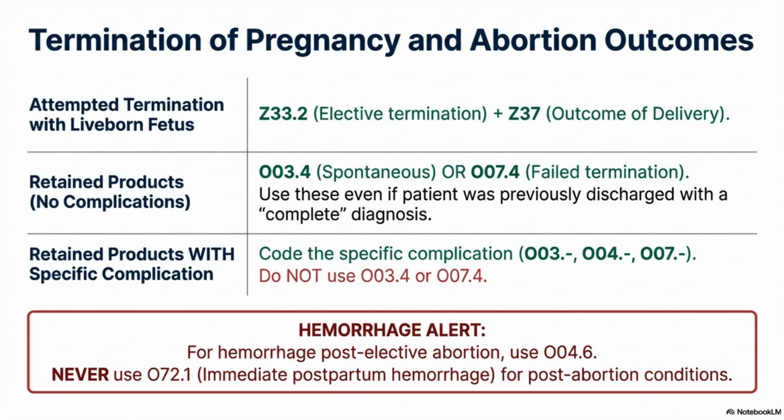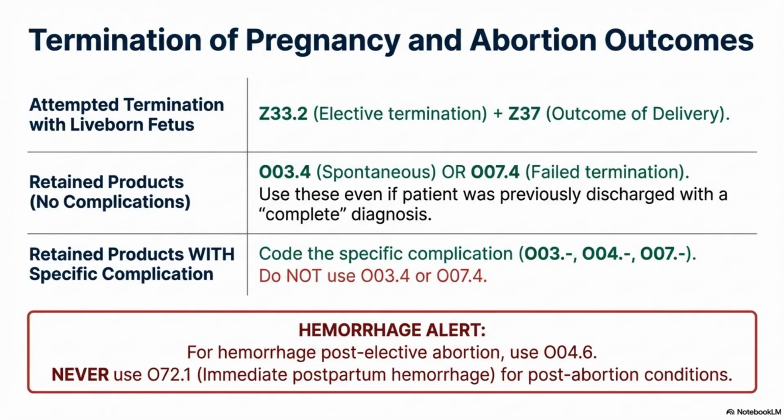This slide covers several important scenarios. If there's an attempted termination with a live-born fetus, assign Z33.2 plus the appropriate Z37 outcome code. If the patient has retained products of conception without complications, use O03.4 for spontaneous abortion or O07.4 for failed termination, even if the patient was previously discharged with a complete diagnosis.